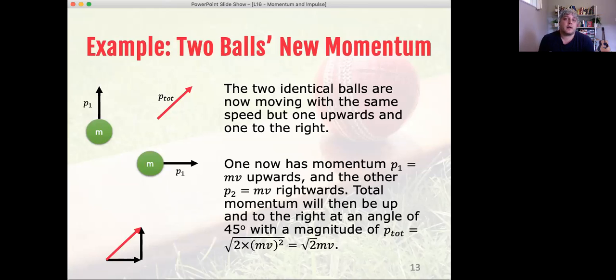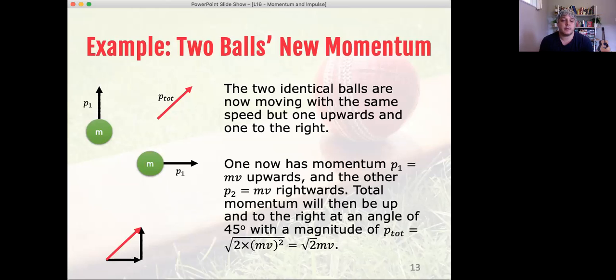Let's suppose the two identical balls are now traveling in different directions. One is traveling straight up and one is traveling to the right. They still have the same speed, obviously different velocities because they have different directions, still have the same mass as each other. We now have one having momentum mv upwards and the other having mv rightwards momentum.